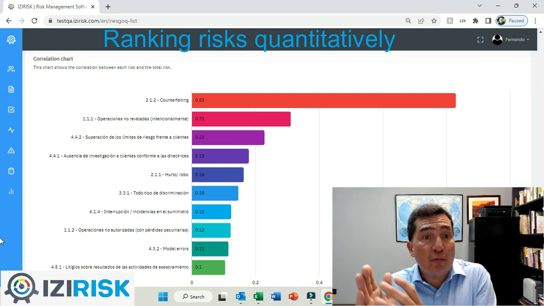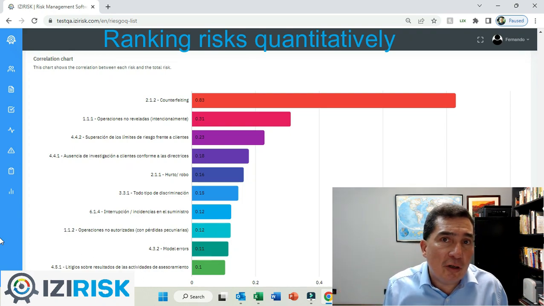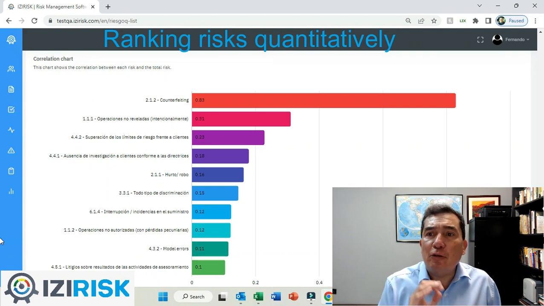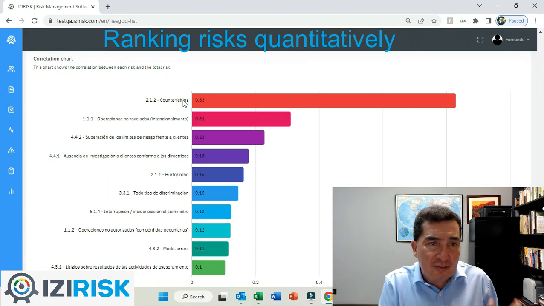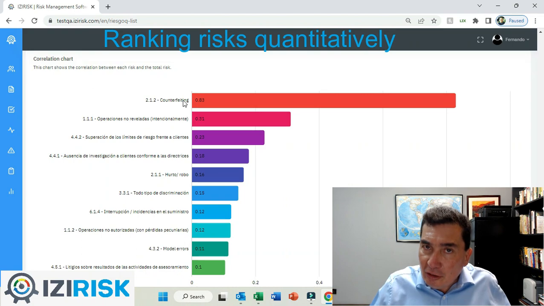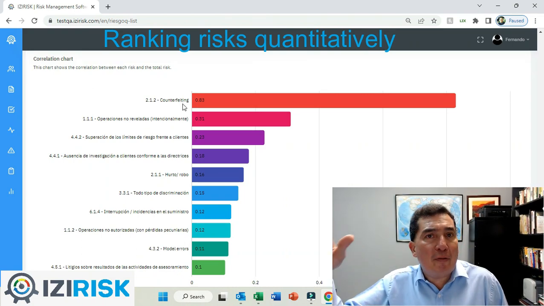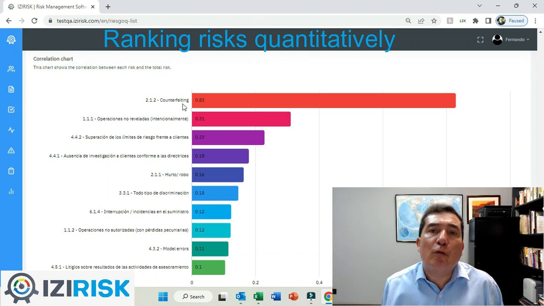To rank the risks, we can use a tornado graph that calculates the linear correlation coefficient between each of the individual risks and the total aggregation of them. In this example, the correlation coefficient between counterfeit risk and total risk is the largest of all, topping the top of the tornado at 0.83 coefficient.